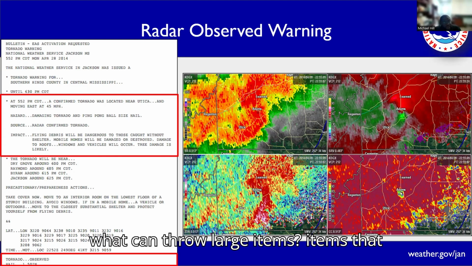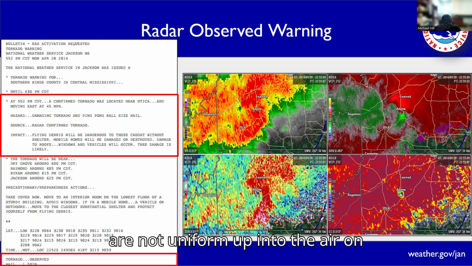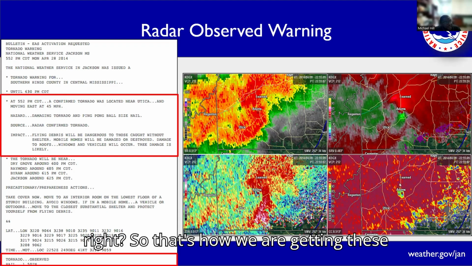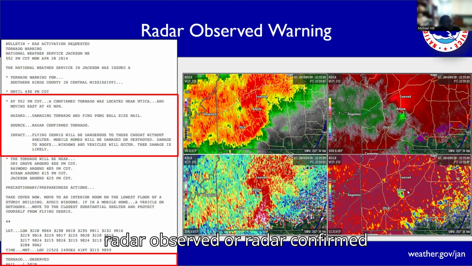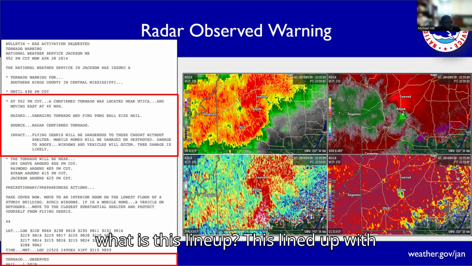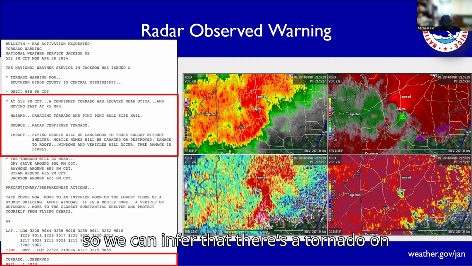So what can throw large items that are not uniform up into the air on planet Earth happens to be a tornado, right? So that's how we are getting these radar observed or radar confirmed tornadoes. We can look into our radar and say, okay, what is this lined up with? This lines up with circulations, lines up with a hook echo. We have lots of scatterers that are abnormal, that are not the same. So we can infer that there's a tornado on the ground.